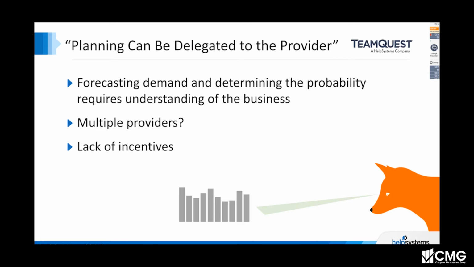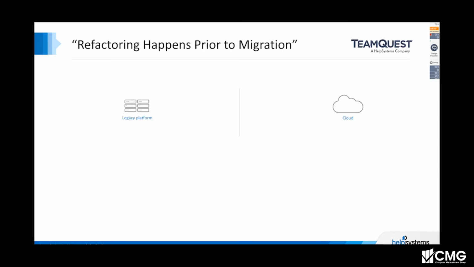And then the last myth that we're going to debunk is that everything that runs in the cloud is cloud native, so that it's been refactored prior to the migration. The textbook example is that you refactor your application to be cloud native, you test and verify it, and then you deploy it in the cloud, and then you operate it there. That's the best way of doing it in theory, but in practice, it's really hard to do this.